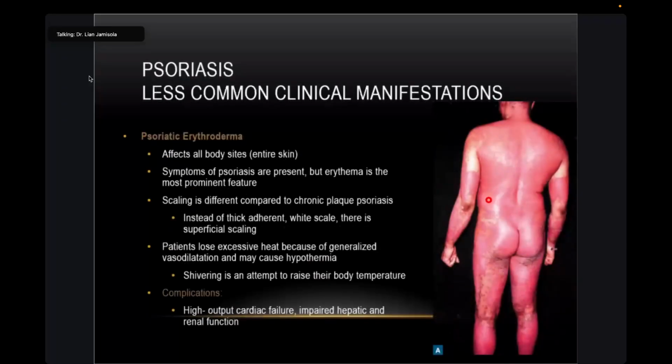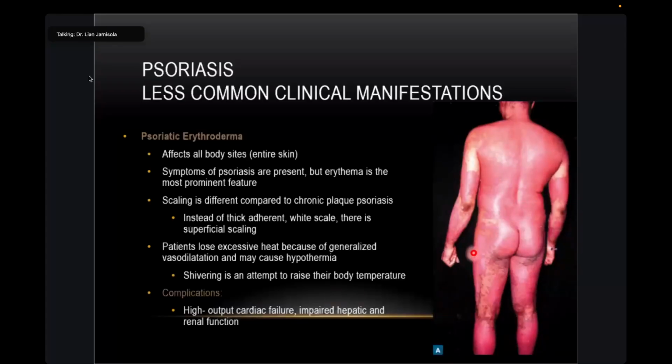Same with this. This is another clinical manifestation but less common as well, your psoriatic erythroderma, meaning it already affects all body size, entire skin, at least 90%. Once we have at least 90%, that's called erythroderma. Okay? Still psoriasis, but erythema na yung more prominent, scaling becomes less, compared to your chronic plaque psoriasis. And because 90% of the skin, remember your skin is the largest organ of your body, di ba?